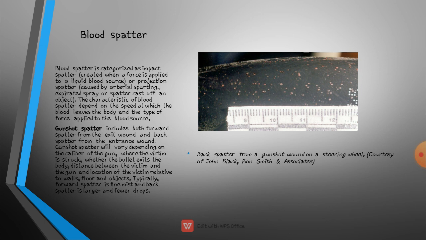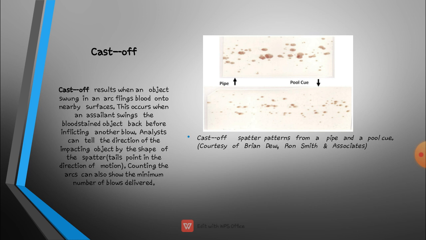Gunshot spatter includes both forward spatter from the exit wound and back spatter from the entrance wound. Gunshot spatter will vary depending upon the caliber of the gun. Typically, forward spatter is a fine mist and back spatter is larger, with a few drops.